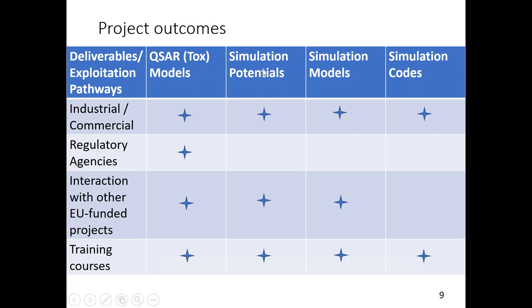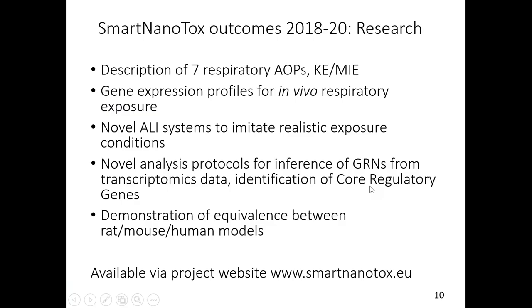Then the molecular modeling and simulation potentials also have great potential for exploitation. So they can be used in research and in industry, also for modeling materials. One of the commercial products, and the company that is interested in that, is Materials Studio from Dassault. Then simulation models can also be integrated in commercial products, but will also be available through open source codes and the simulation codes themselves. So to be more specific, we expect many of these outcomes to be available in the coming 2 or 3 years. Some of them are already available. If you look at the bottom, our project webpage, SmartNanoTox.eu, we post most of these outcomes there already.